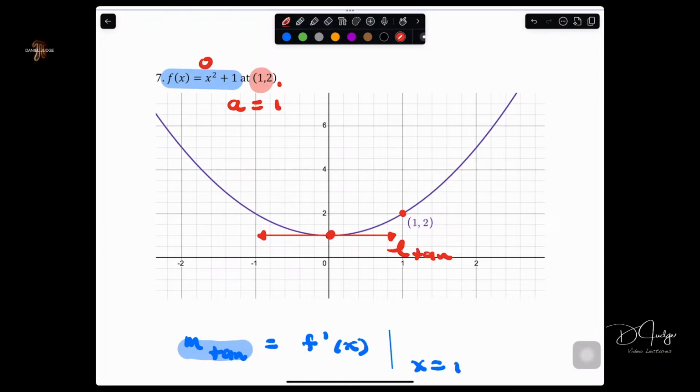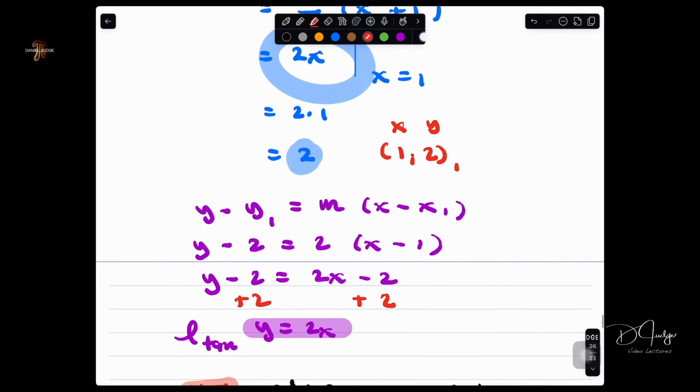X is 0, the y coordinate becomes 0 squared plus 1, or y is 0. So that location, if they say what's the location, they mean both an x coordinate and a y coordinate. It happens at 0, 0. It's where you have your horizontal tangent. All right.